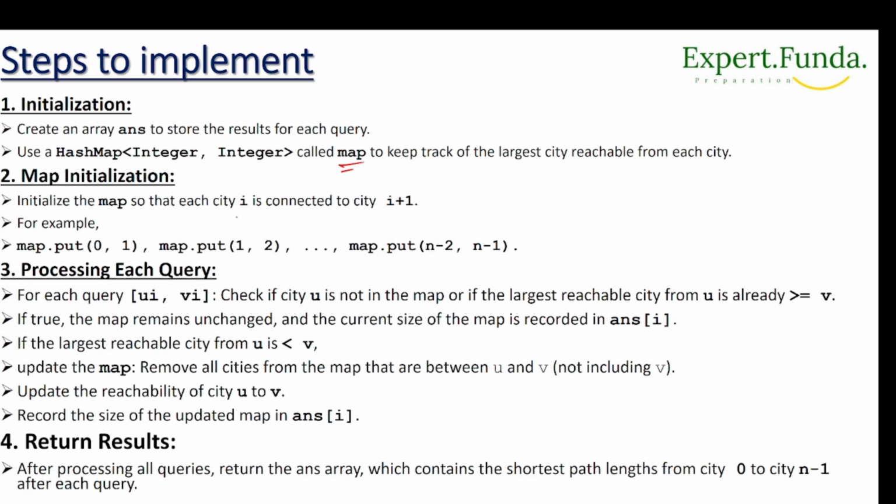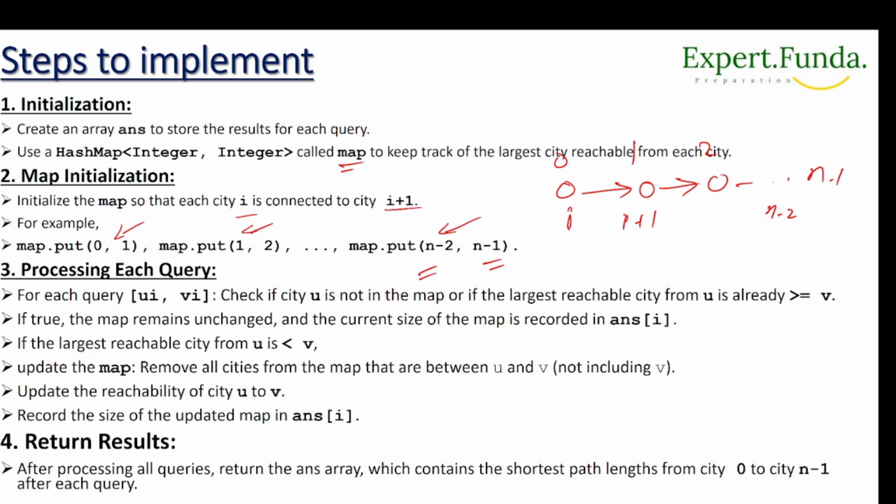Then how will we do the map initialization? We will initialize from I to I plus 1. For example, first we will put in the map 0 1, then 1 2, and so on till n-2, n-1. So each city is connected with the next city. If this is I, this will become I plus 1, means if it is 0, it will become 1, then 2, like that until n-1, and before that n-2. So this is n-2, n-1, right? I think you got it.